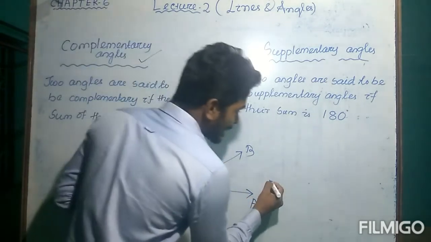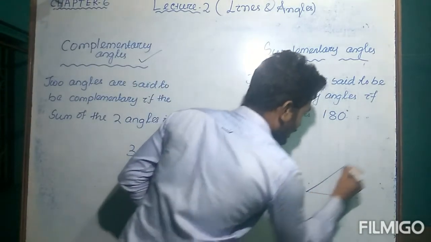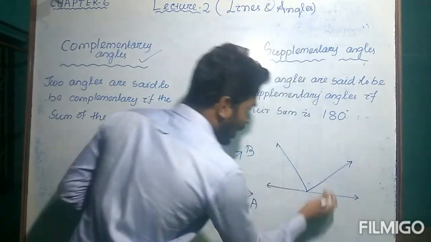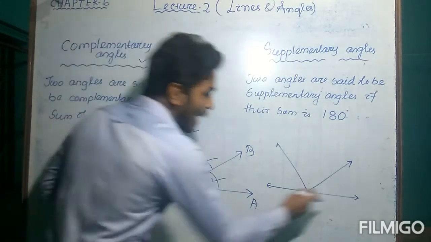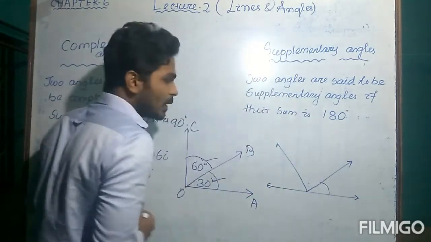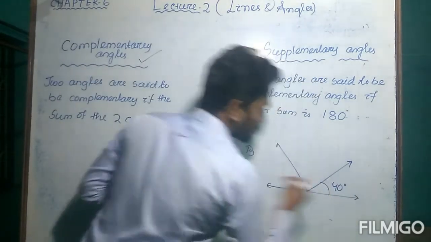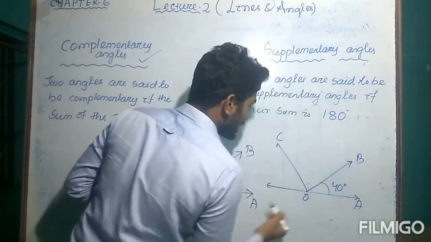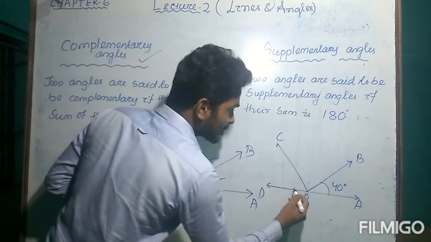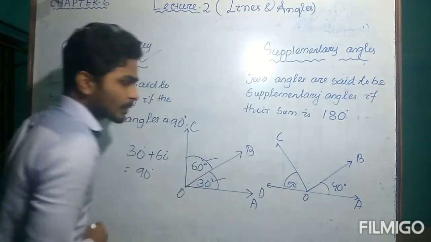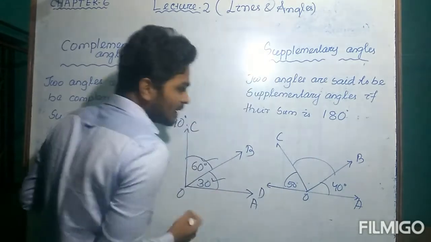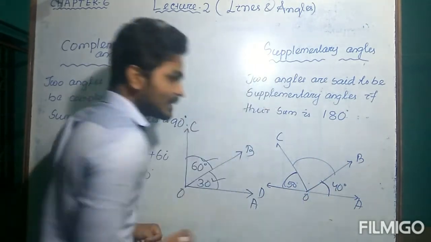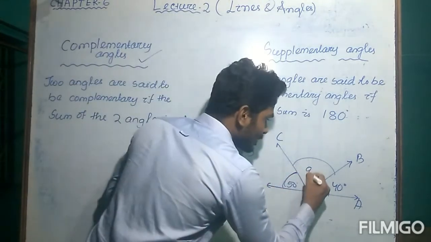Let us take one more example. Suppose it is a straight line and there are three angles. Out of the three angles, suppose this angle's value is 40 degree, with points O, A, B, C, D, and this angle's value is 50 degree. What is the value of this angle? Since the total angle is 180 degree, and 50 plus 40 is 90, this must be 90.